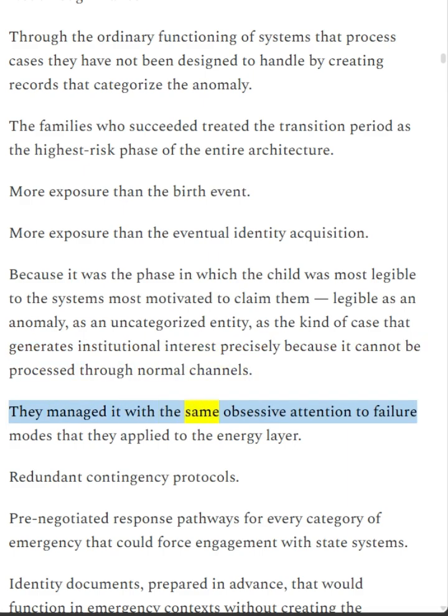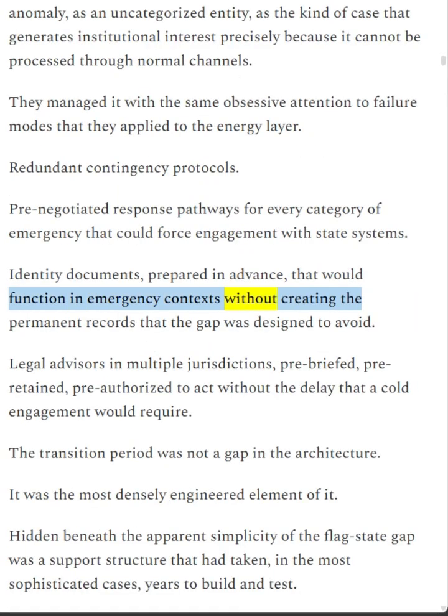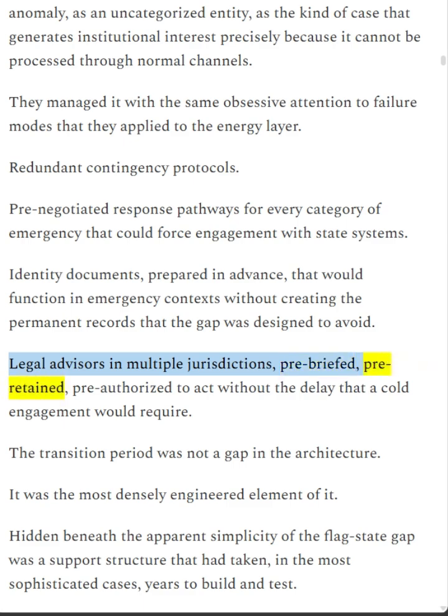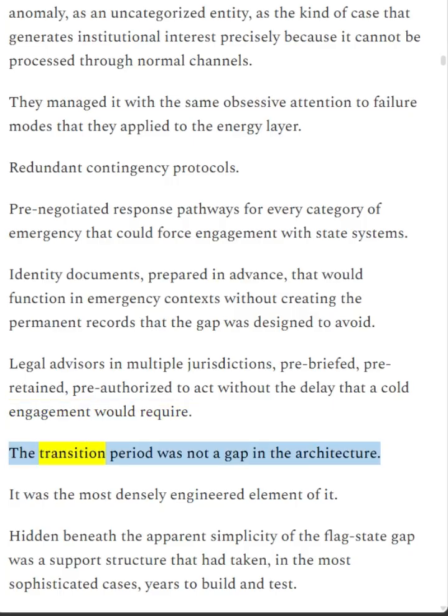They managed it with the same obsessive attention to failure modes that they applied to the energy layer. Redundant contingency protocols. Pre-negotiated response pathways for every category of emergency that could force engagement with state systems. Identity documents prepared in advance that would function in emergency contexts without creating the permanent records that the gap was designed to avoid. Legal advisors in multiple jurisdictions pre-briefed, pre-retained, pre-authorized to act without the delay that a cold engagement would require. The transition period was not a gap in the architecture. It was the most densely engineered element of it.